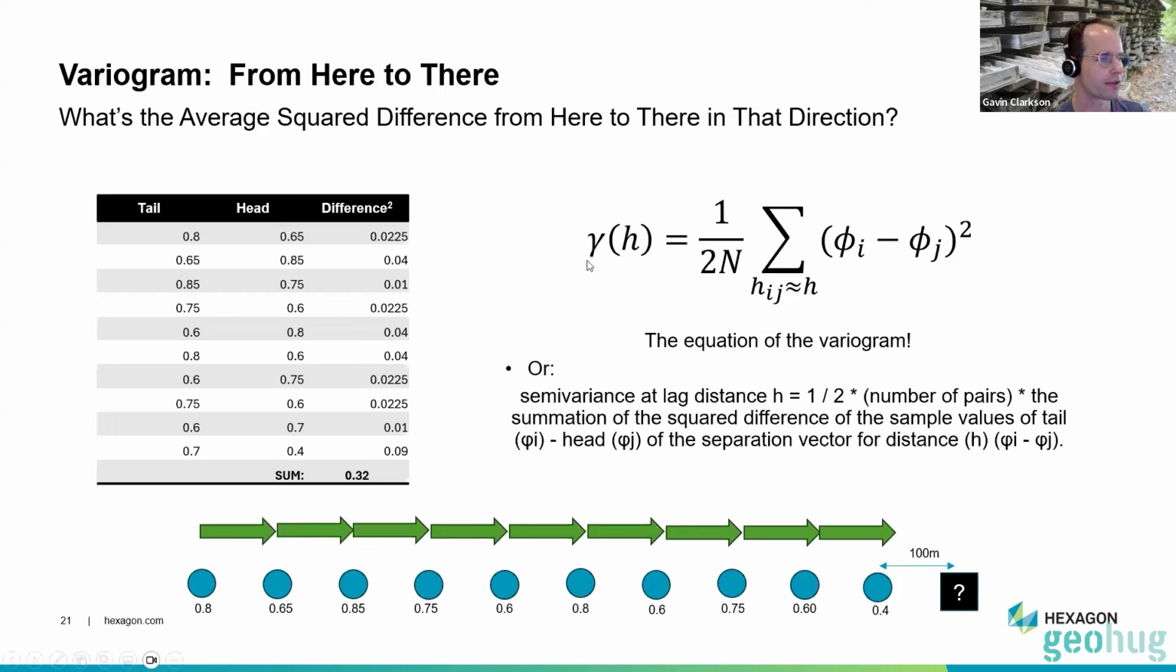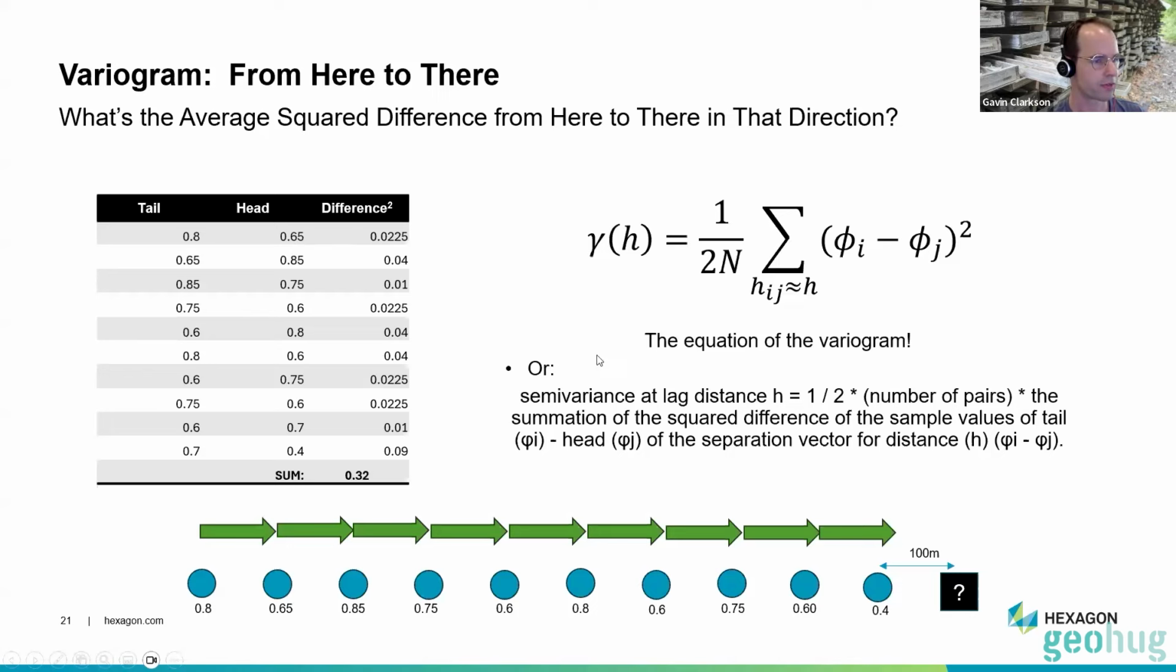So what the equation is saying is that my variogram value is the sum of the difference between my head and my tail, that's this i and the j, squared, and then divided by the number of data points. So that average squared difference, much like with the dogs. So we're taking all these values, that 0.8, 0.65, 0.65, 0.85, 0.85, and so on. The only difference here is we're not doing the difference from the mean, we're doing the difference from each other. So the difference from this tail to the head. So for the dogs, we're doing the mean; for these ones, we're doing a difference from each other.